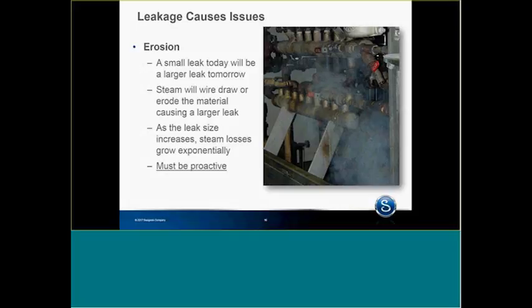So anything on steam leakage, we really want to be proactive. And the proactive is changes. What are we going to change to stop the leak from occurring again? And that's where it's proactive.